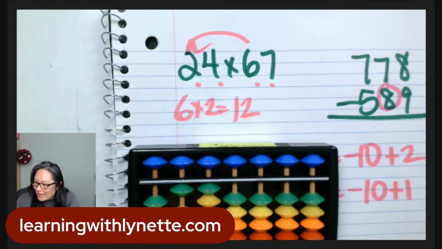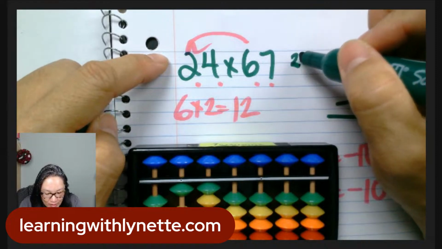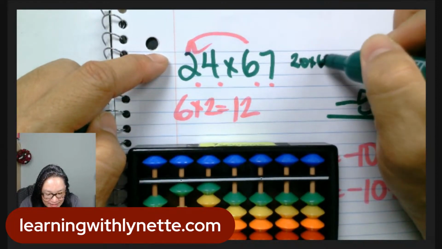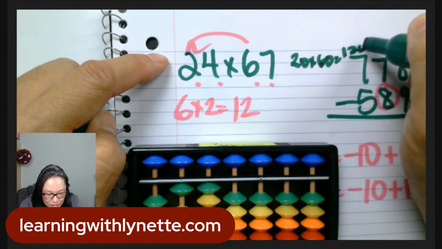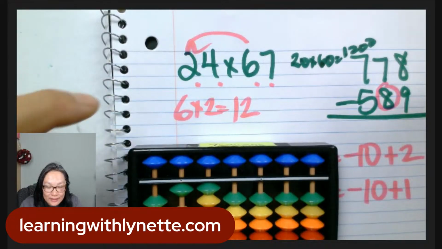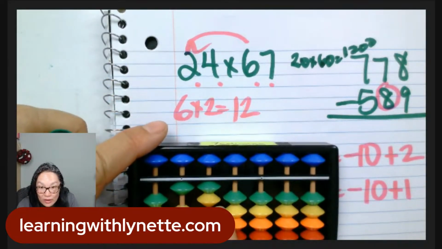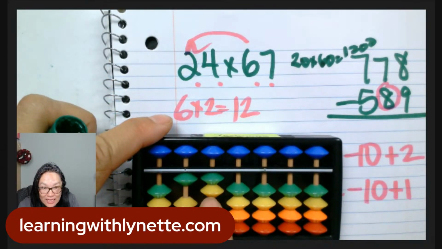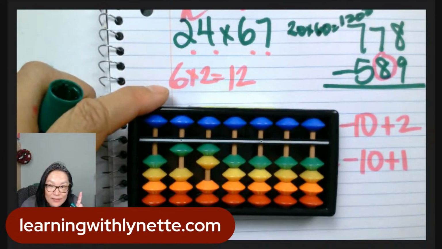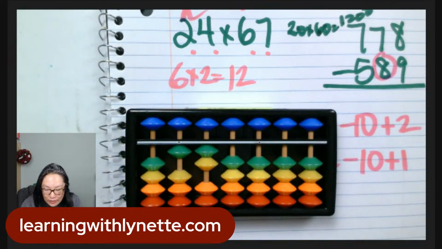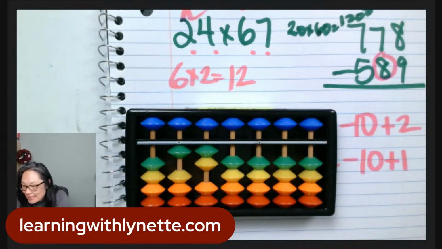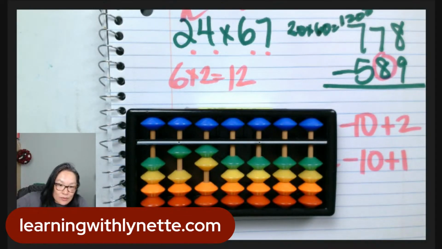New math teaches us we do 20 times 60 is equal to 1,200. On the abacus, I don't need to worry about it. I already have it here. That's why we figured out our place value. Does that make sense? Can I make it easier for you? That's making it easy. So what's the next thing we're going to do?